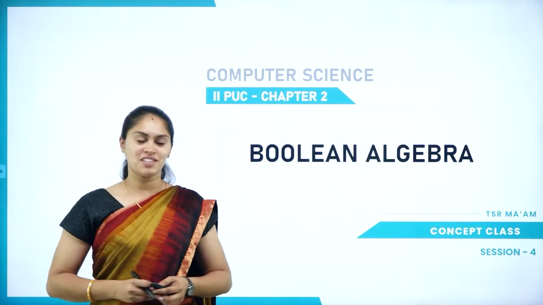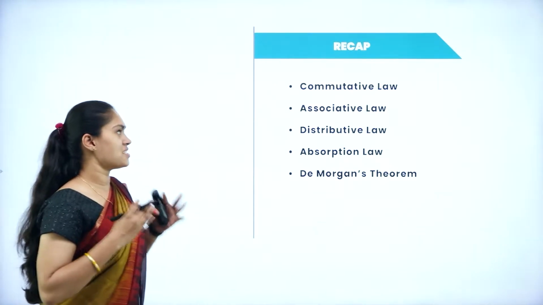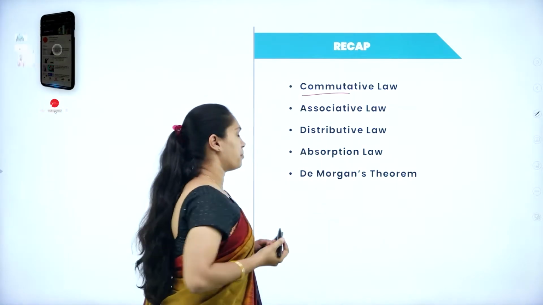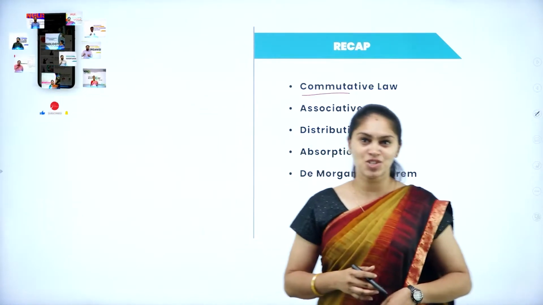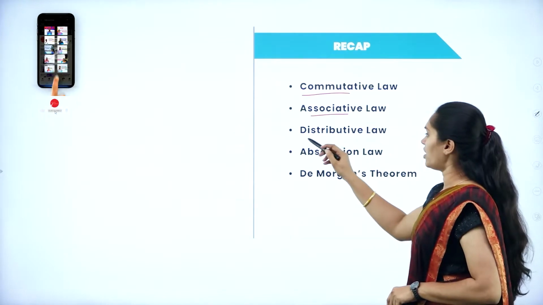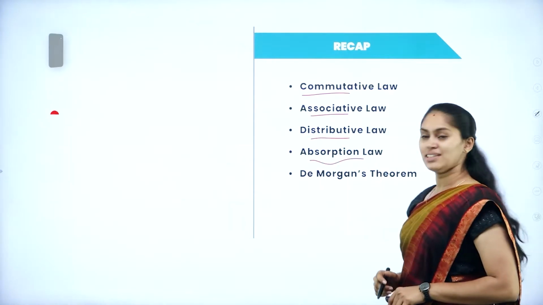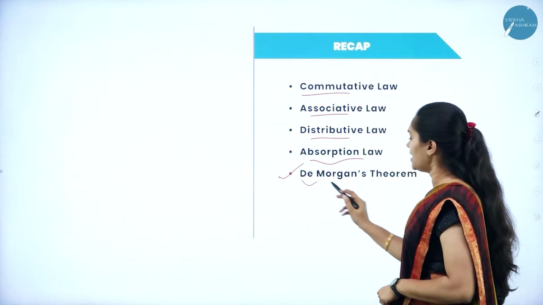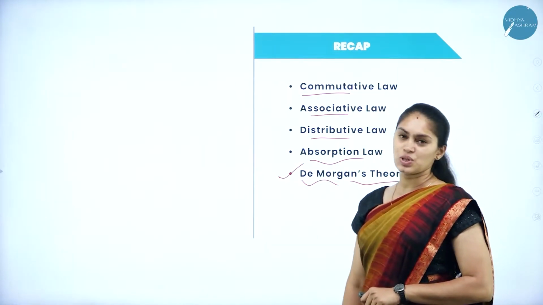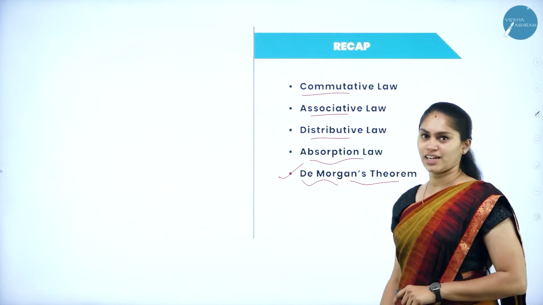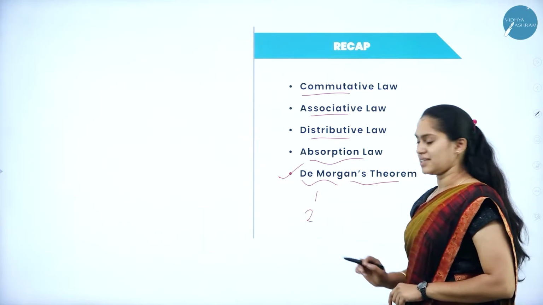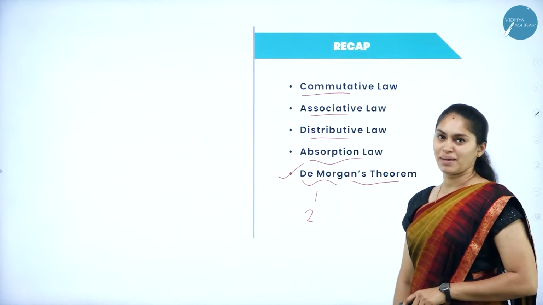In our previous session, we had discussed some of the laws of Boolean algebra: the commutative law, the associative law, the distributive law, along with the absorption law, and the most important topic, De Morgan's theorem. We have two kinds of De Morgan's theorem, De Morgan's first theorem and De Morgan's second theorem. That is what I discussed in my last session.